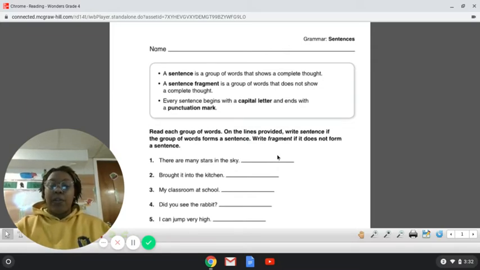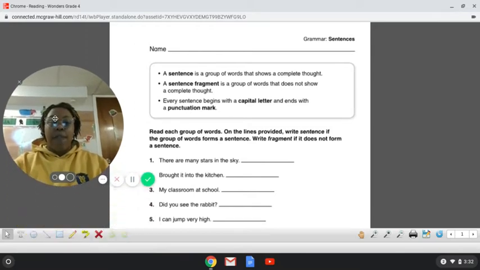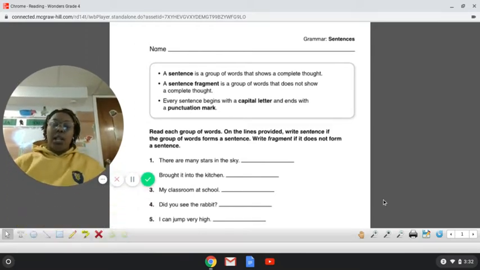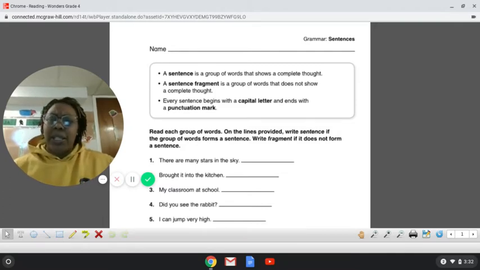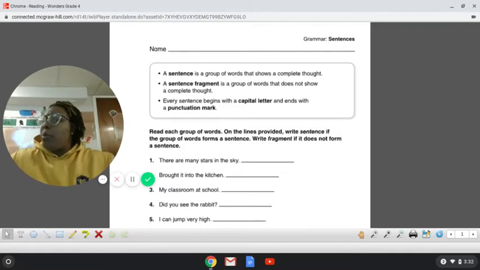So instead of writing the full word sentence, I'm just going to write an S for sentence or an F for fragment. So you can follow along with me and yell at the screen and tell me, Miss Sanchez, that's a sentence, or no, Miss Sanchez, that's a fragment. So remember, I'm writing S or F.